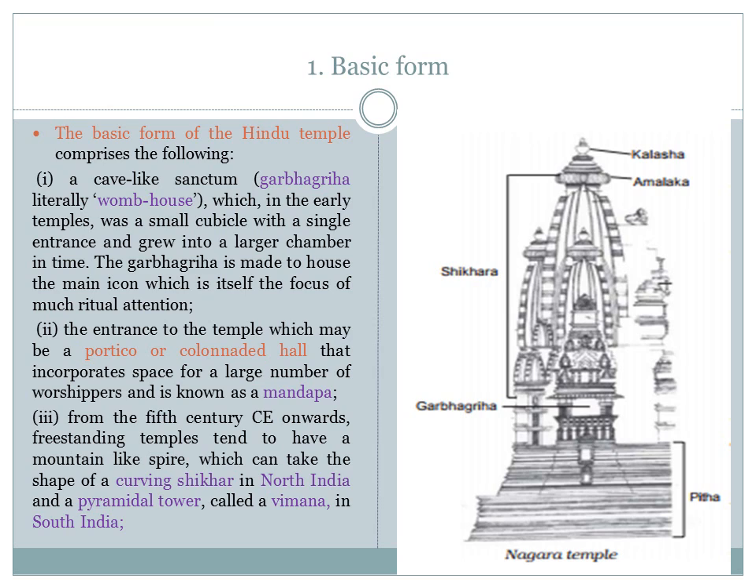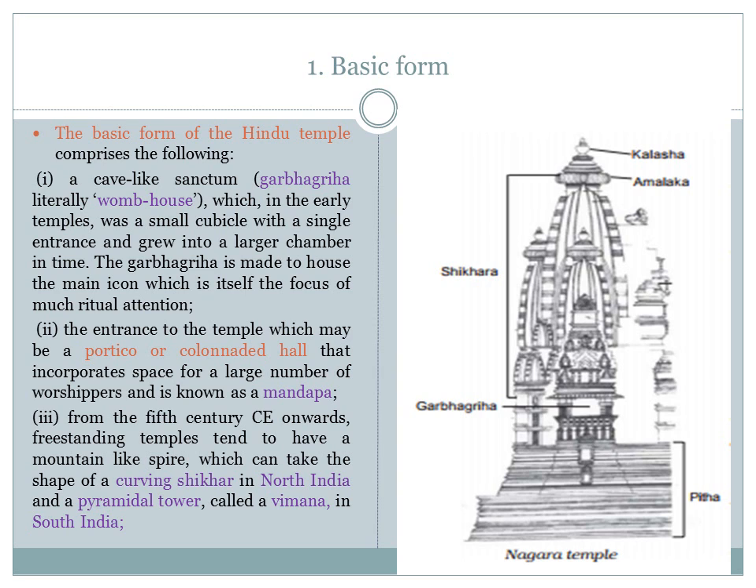The basic form. In the basic form of the Hindu temple, we have a cave-like sanctum called Garbhagriha. Then we have a colonnaded hall, which is for a large number of worshippers, and it's called Mandapa. Then we have the curving shikara in North India and a pyramidal tower called Vimana in South India.